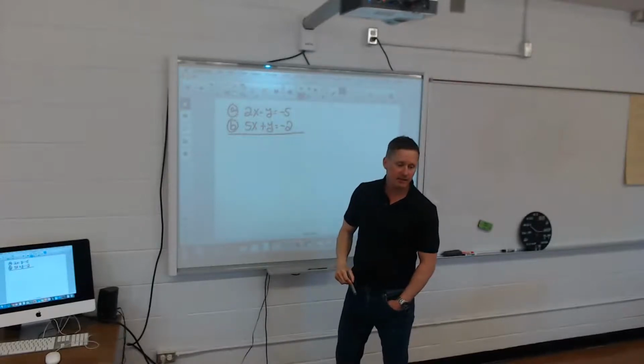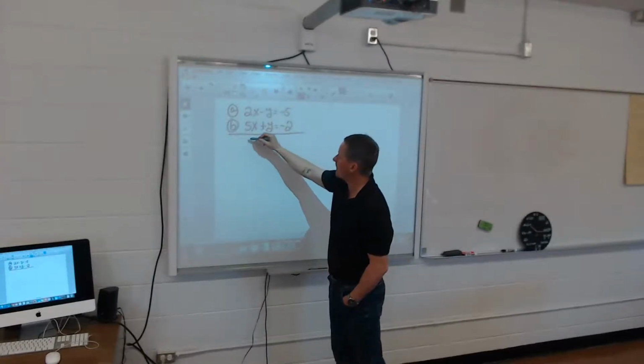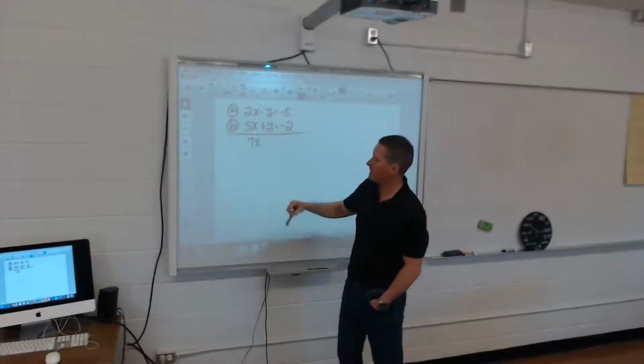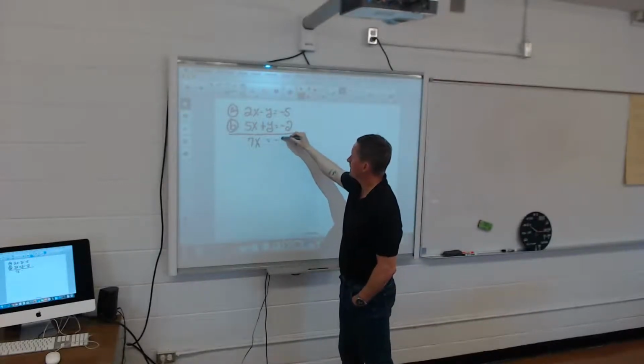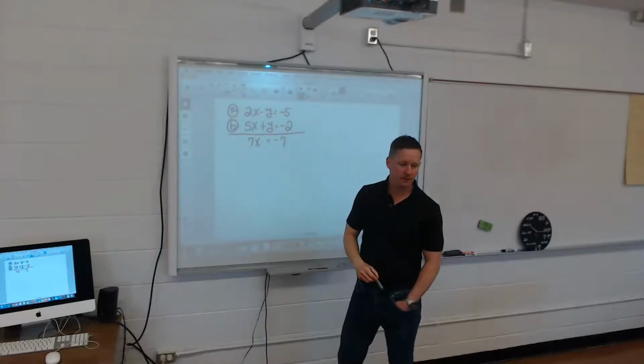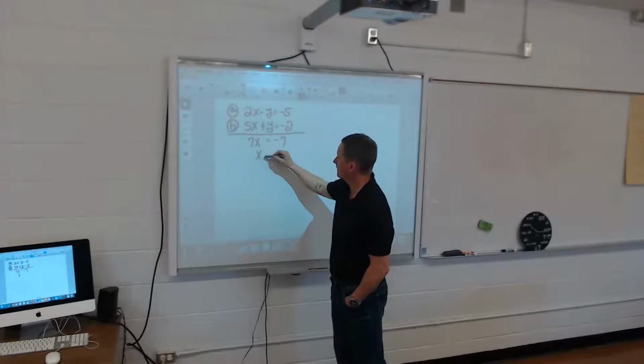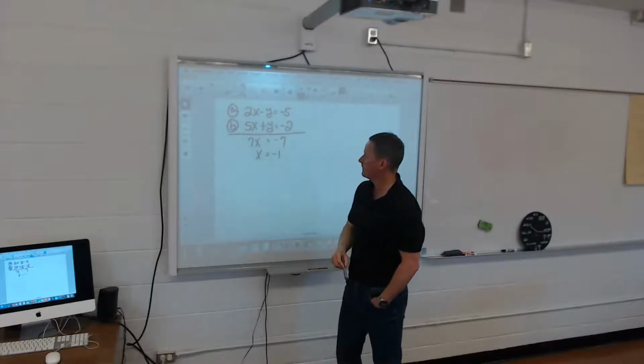So I'm going to add these two equations together. So 2x and 5x make 7x. Negative y and y make 0, and that's equal to negative 7. Now all I do is solve for x, divide by 7, x equals negative 1.